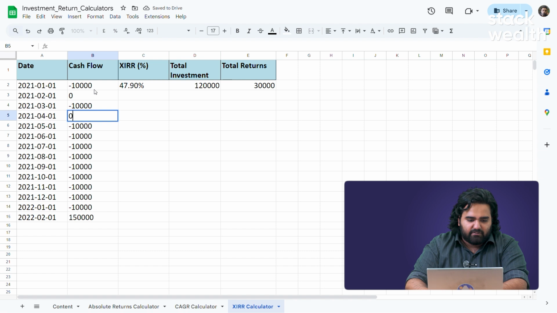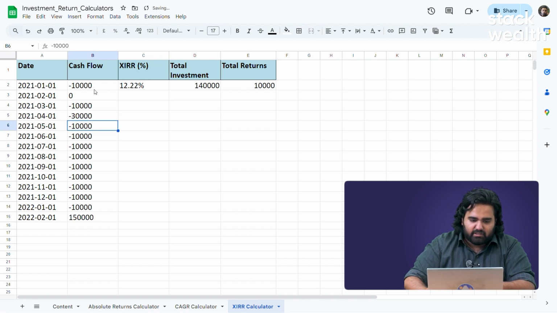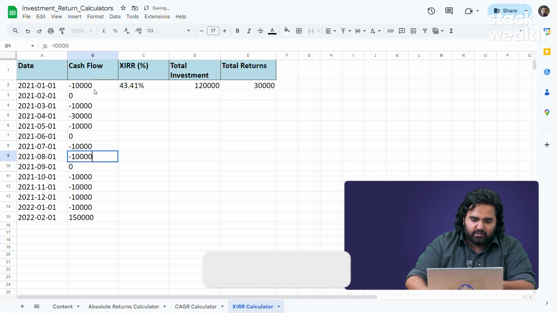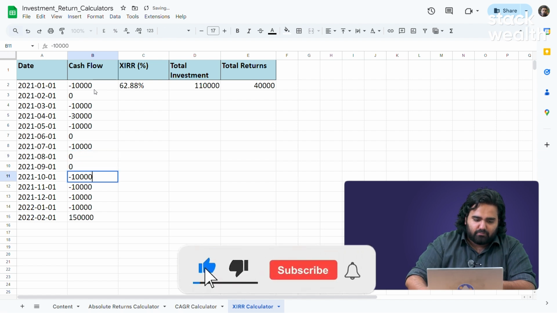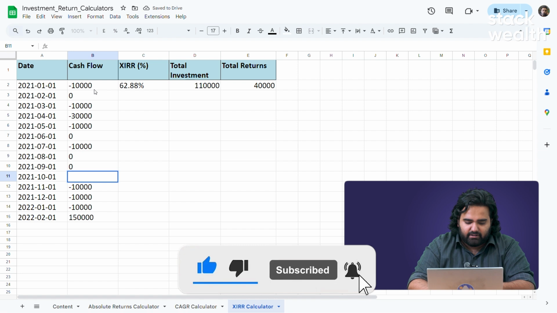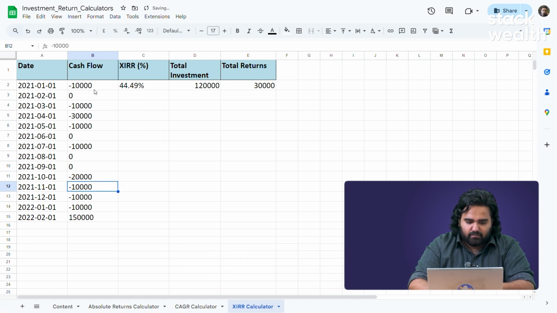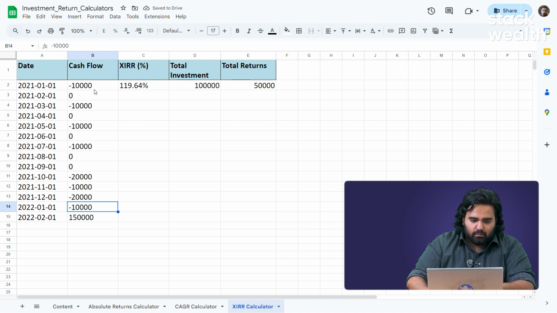where let's say you didn't invest in February, or in March you invested a lot of money. In March you invested 30,000, and then in this month you didn't invest again, and then in this month, let's say you skipped 2 months over here, you skipped this month and this month, and then this month you planned on investing 20,000, and then this month also you planned on investing 20,000. So again, your total investment is still, give me 1 second.